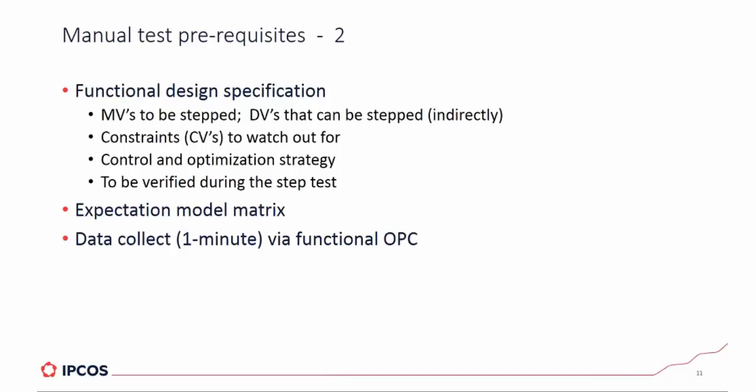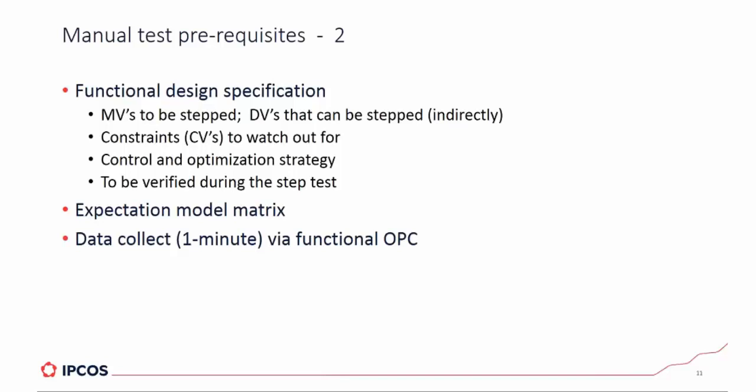The FTS would tell us what our control and optimization strategy would be. And of course, a step test should be designed around this, as we want to make sure that we collect enough data around this optimal region towards which the APC will eventually be pushing. All of this whole functional design has to be verified during the step test, and changes will be made according to what we discover during the step test.